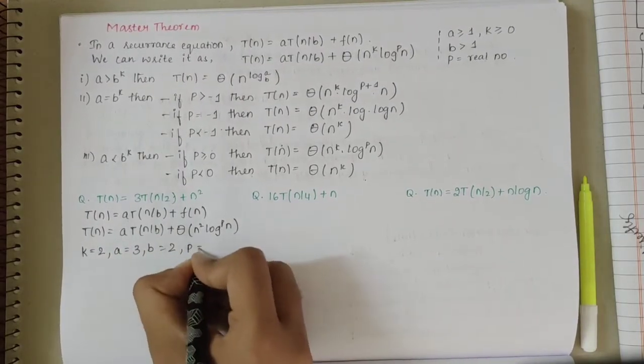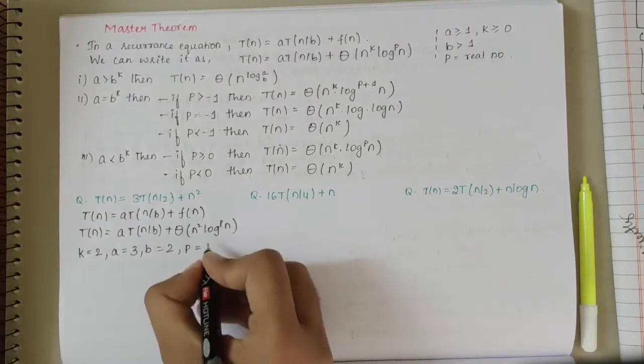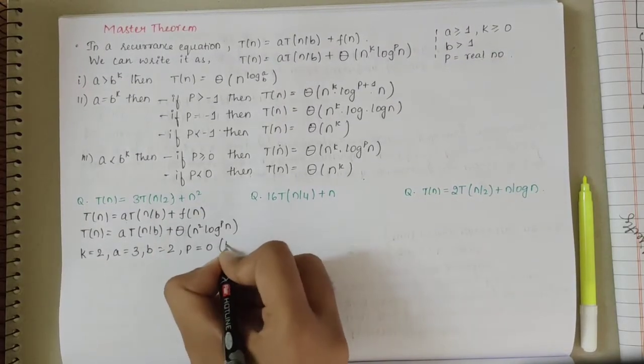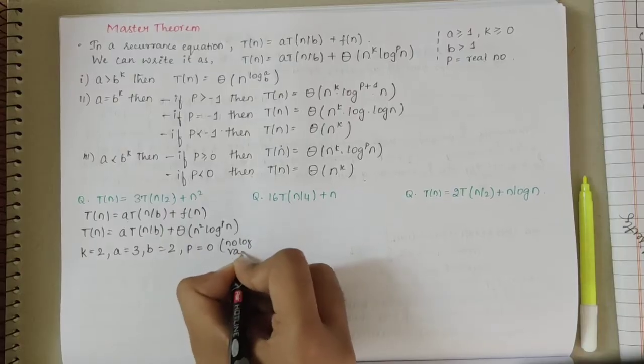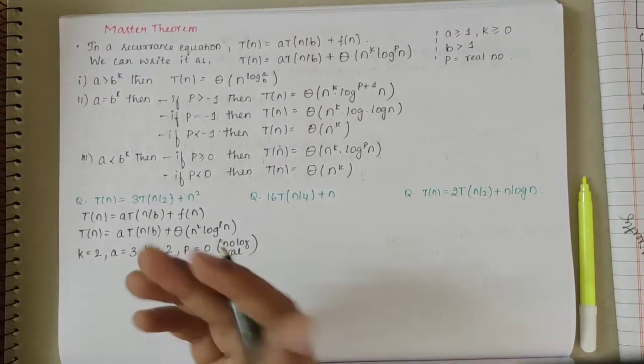Now I'll write p value also. P value should be 0, as there is no log value here. So I'll write 0, because there is no log value here, right? So next I have to check conditions here.